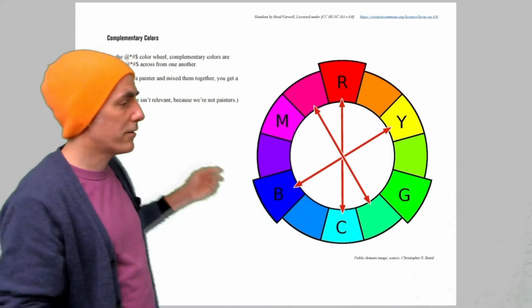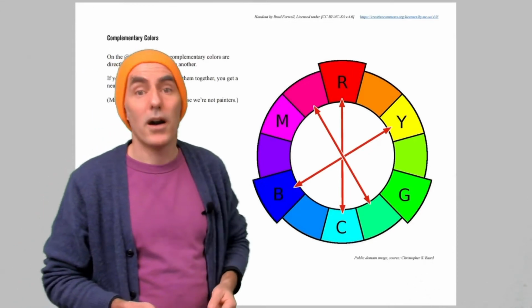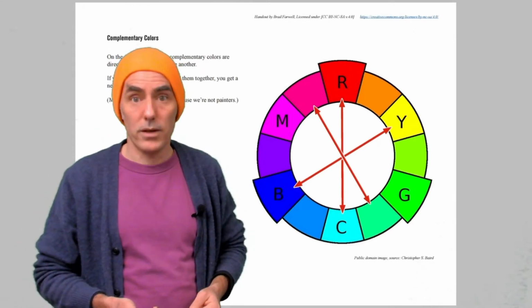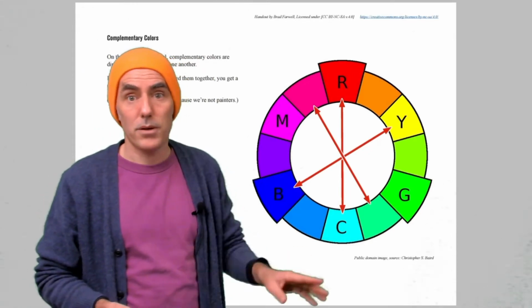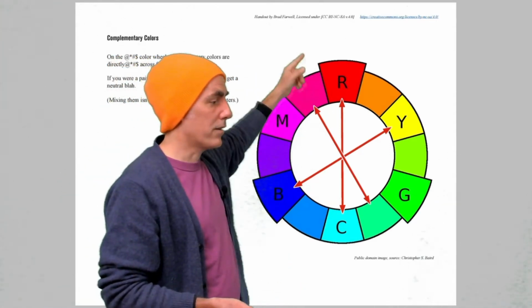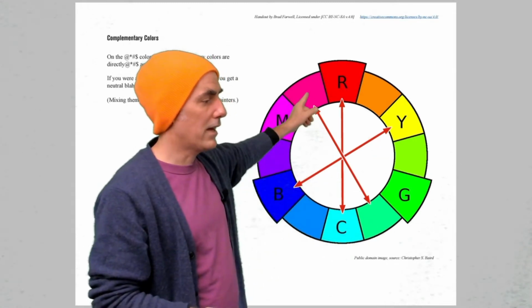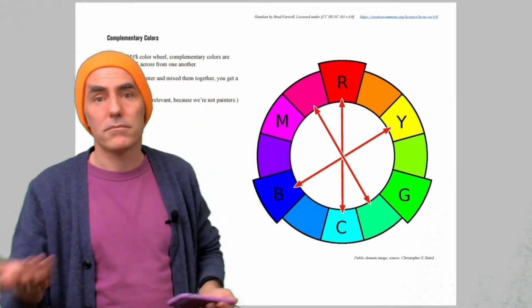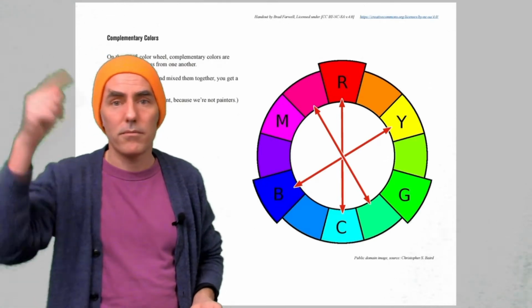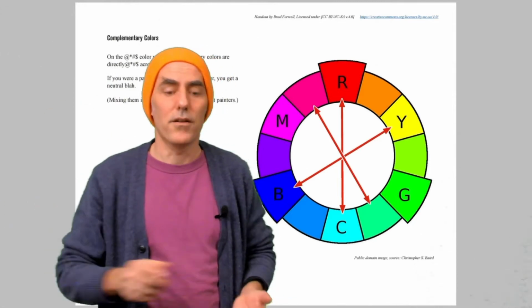Complementary colors, right? This is a color wheel. Complementary colors are on opposite sides of the color wheel. That's it, period, done. They are sort of as far away from each other as you can get. Red and cyan, blue and yellow, this color and that color. That's all it means. Complementary color. They're quote unquote opposites just because they're on the other side of the color wheel.